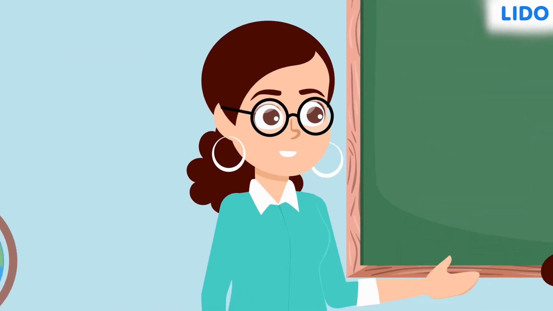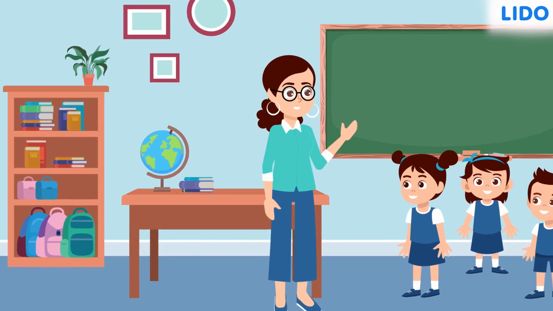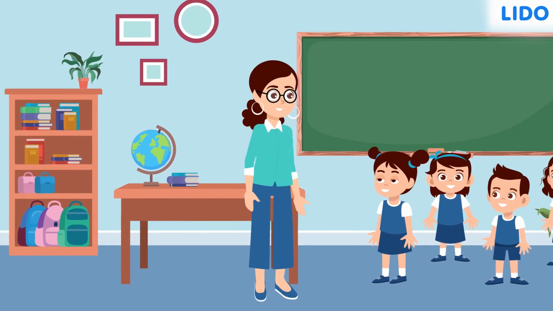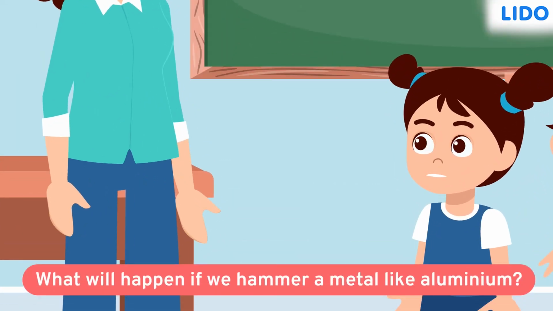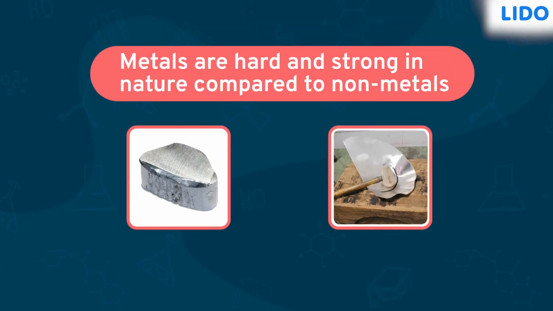While the teacher was explaining about the ductility property of metals, Ria had a question that was constantly bothering her. So she asked without hesitation, what will happen if we hammer a metal like aluminium? The teacher smiled and said that metals are hard and strong in nature compared to non-metals.